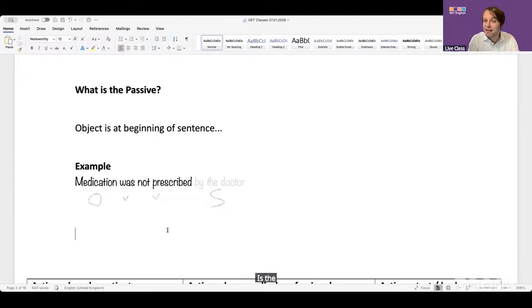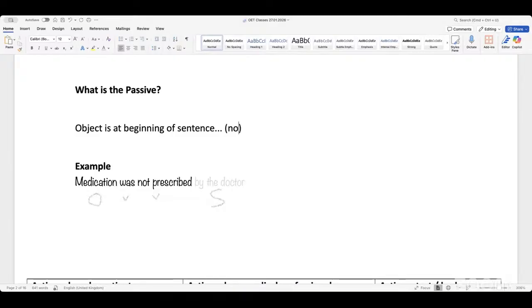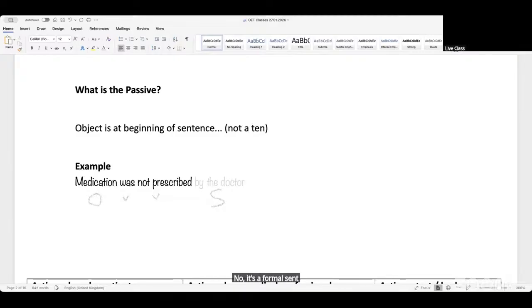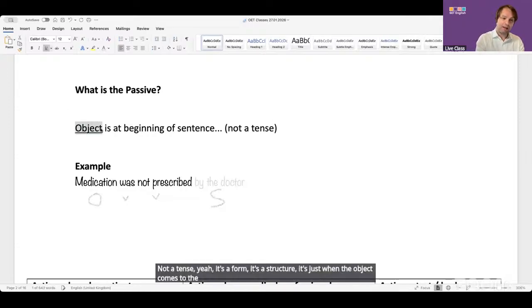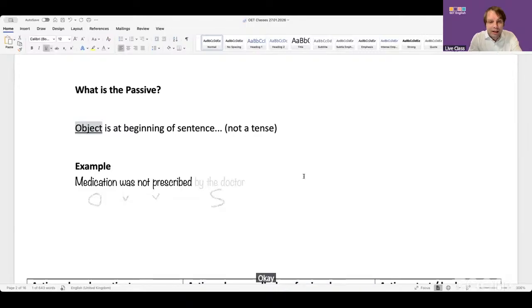Is the passive a tense, Fayaz? Murad, is it a tense? No, it's a form of sentence. Not a tense, yeah, it's a form, it's a structure. It's just when the object comes to the beginning of the sentence. Okay. All right, so when do I use passive in OET?